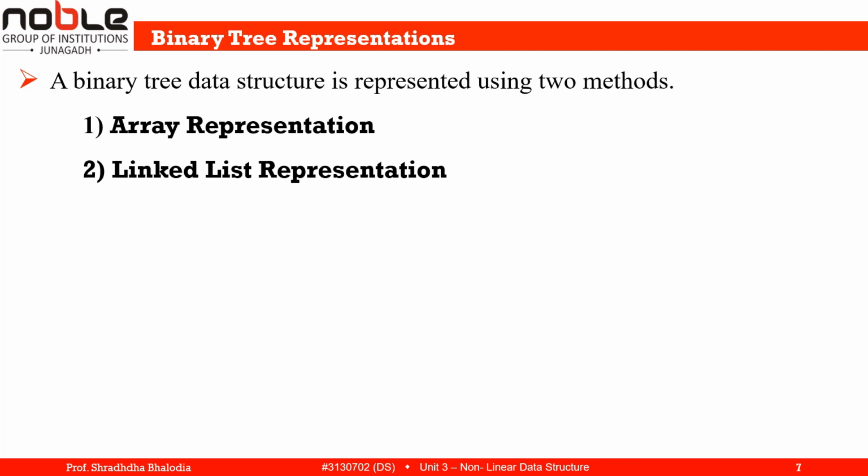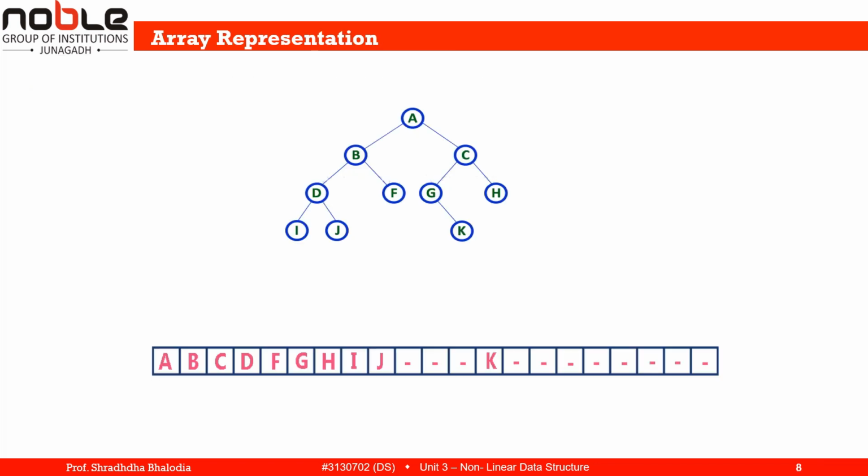Now we move forward about representation of binary tree. We need to represent any tree data structure or binary tree in memory. So we have mainly 2 representation methods for binary tree data structure. First is the array representation and another one is the linked list representation. So in memory we can represent the binary tree in 2 ways using the array representation and linked list representation.